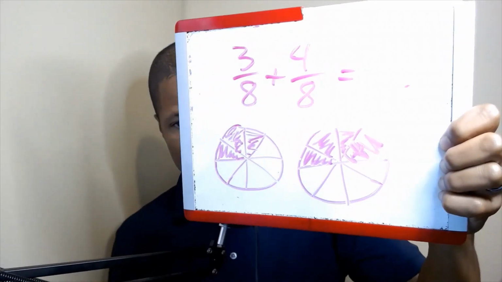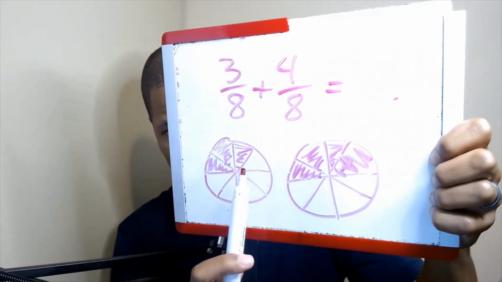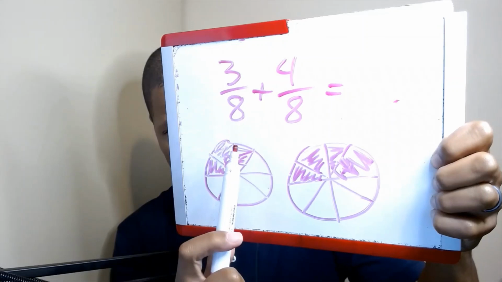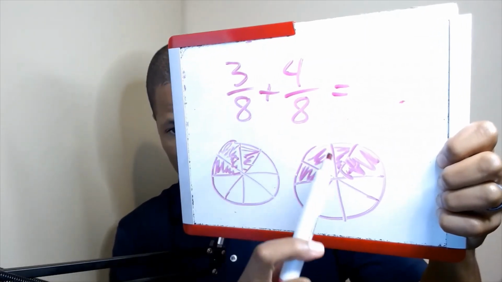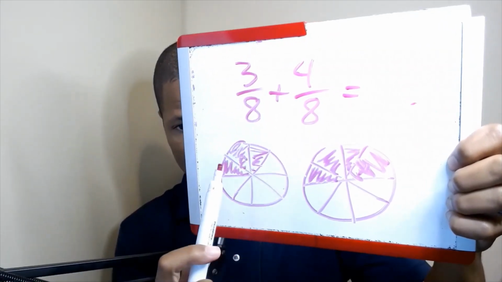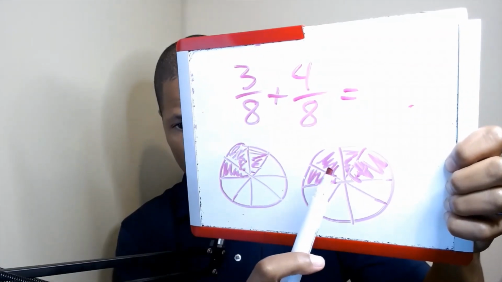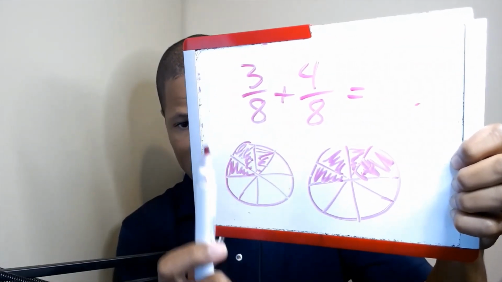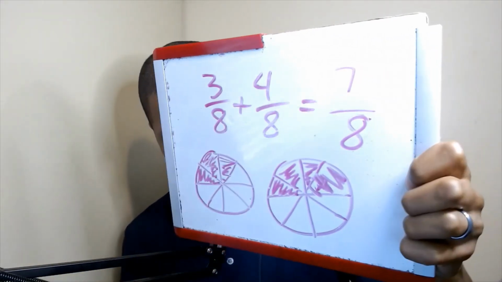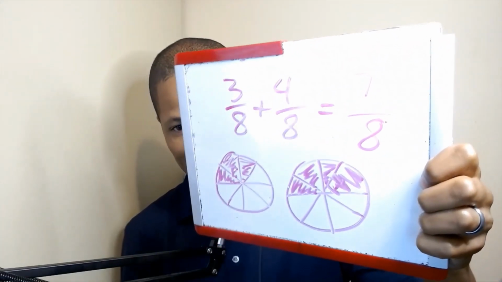So you can clearly see if I have 3 out of an 8 slice pizza, which is what 3 out of 8 really means. It means I have 3 slices out of an 8 slice pizza, and I add 4 slices out of an 8 slice pizza. I have to add up all the slices that are shaded to figure out how much I have. So 3 plus another 4 would give me a total of, you guessed it, 7 slices. So I would say my answer is 7 out of the 8 slice pizzas that we're talking about. We have 7 1/8 slice pizzas together, right?